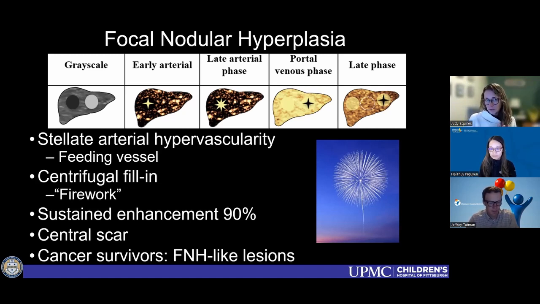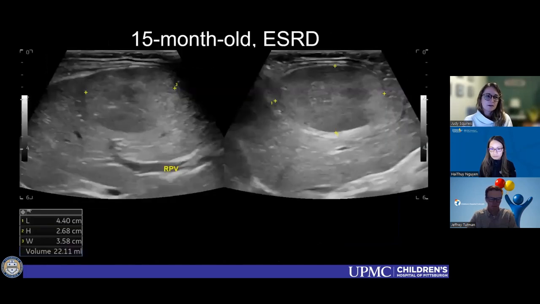And then just a quick plug, if you have a patient with underlying liver disease or some other injury that happens, so chemotherapy, cancer survivors, we call those FNH-like lesions, but the enhancement is similar to focal nodular hyperplasia lesions.